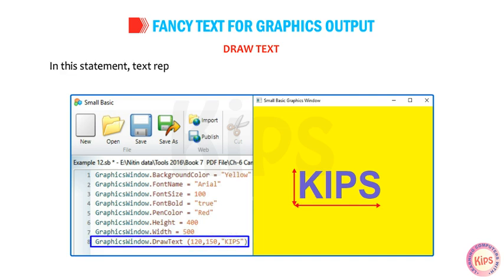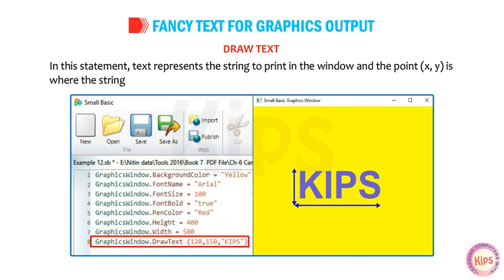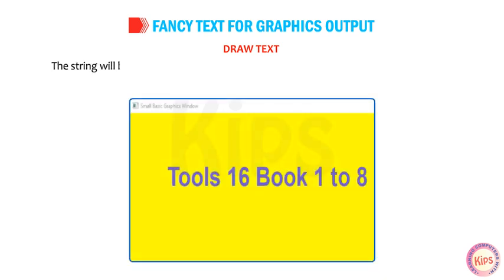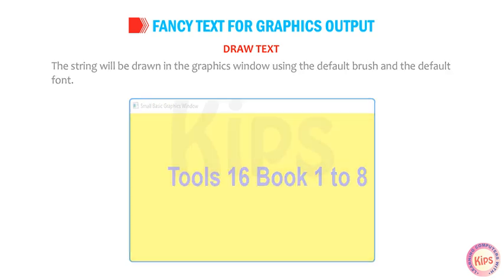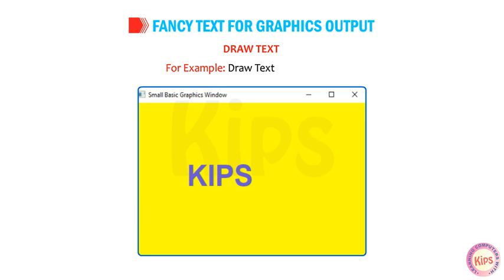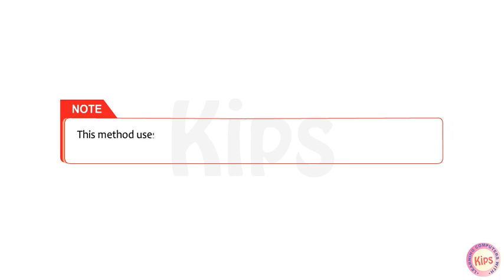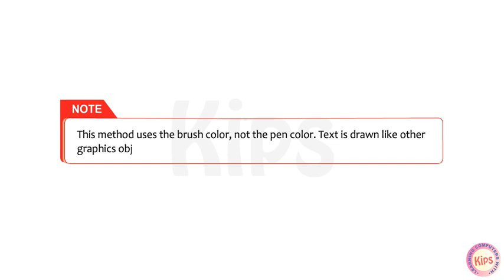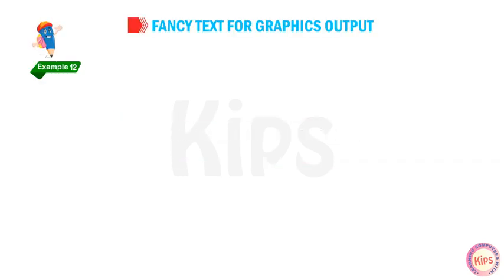In this statement, text represents the string to print in the window, and the point X, Y is where the string will be located. The string will be drawn in the graphics window using the default brush and the default font. For example, DrawText(5, 5, "Kips"). This method uses the brush color, not the pen color. Text is drawn like other graphics objects. Example: write a program to display text on the graphics window.